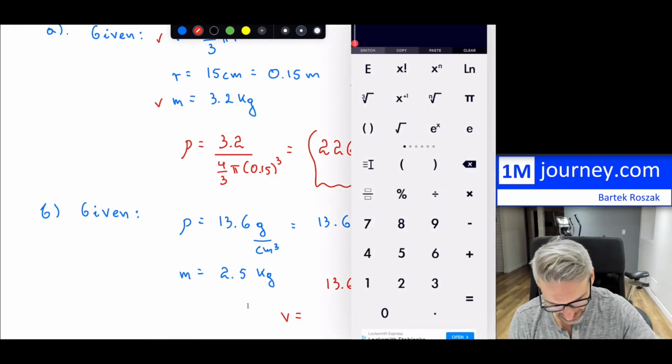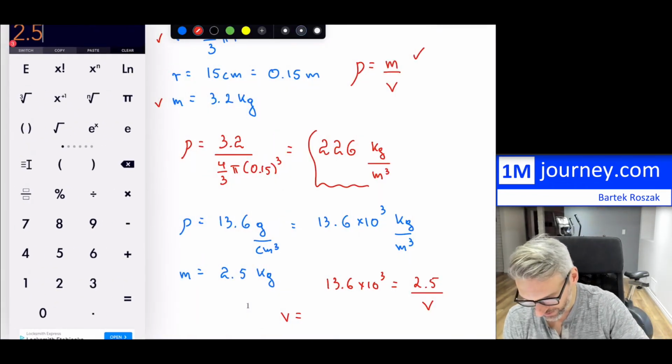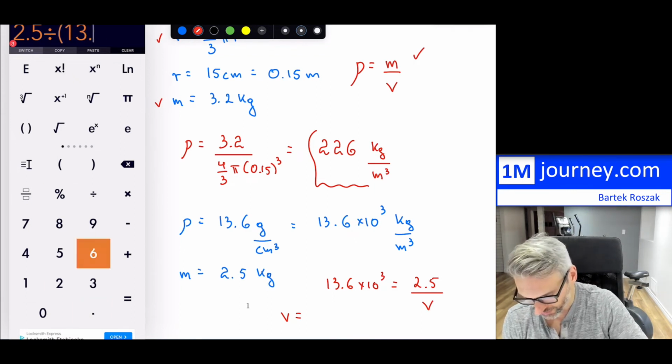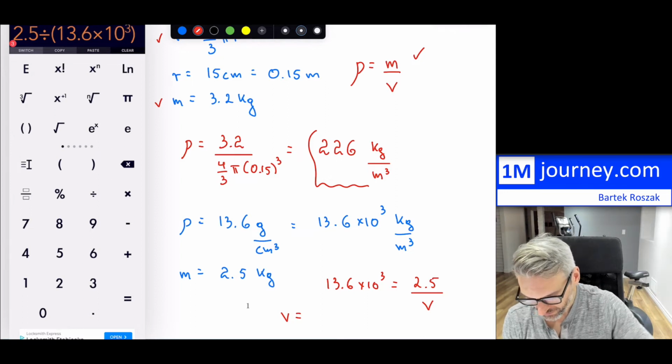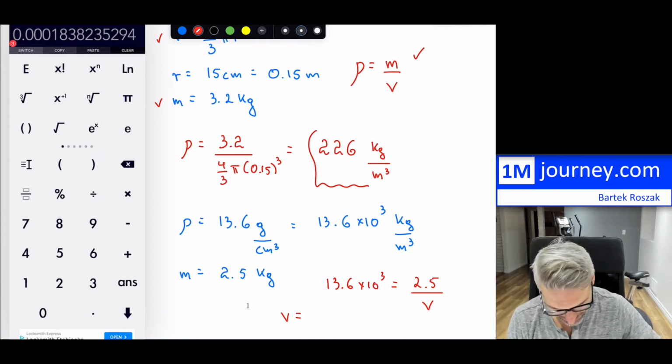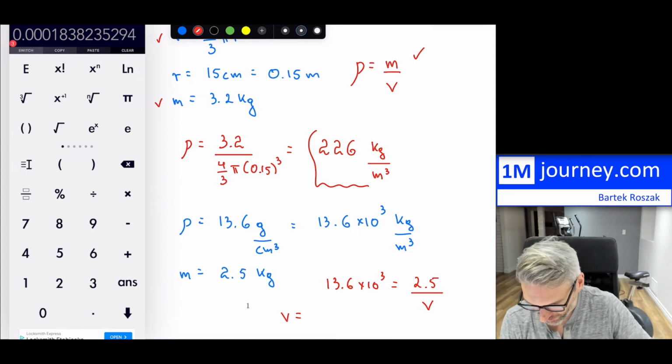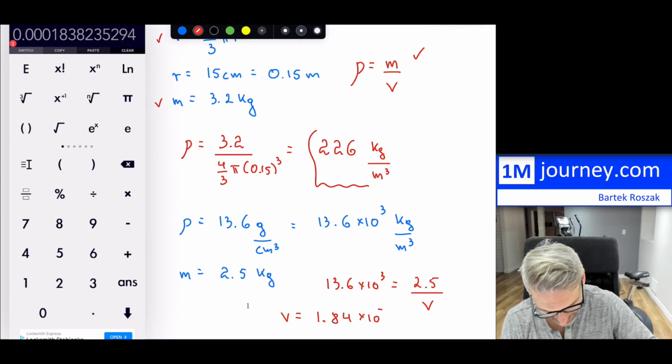And let's see what that will give us. So 2.5 divided by 13.6 times 10 to the 3. And that's going to give us a very tiny number. Okay, so I'm going to put it in scientific notation. So it's going to be 1.8, to 3 significant figures, and we have 1, 2, 3. This is going to be times 10 to the negative 4 meters cubed.